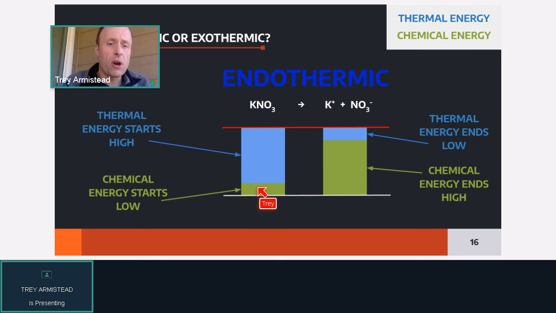can't change. If I started off with 1 unit of chemical energy and 7 units of thermal, I ended up with 6 units of chemical. Well, how much thermal do I have to have? Well, it has to be 2 because I started with 8 joules of energy and I have to end with 8 joules of energy if it's a closed system. We're going to treat these all as closed systems. And so that's what happens in endothermic.